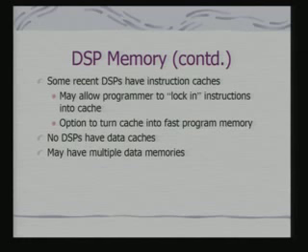Many of the recent DSPs have instruction caches, and these caches also allow programmers to lock in instructions. That means these instructions would never be removed from the cache, because they are to be repetitively used, and this cache memory turns into a fast program memory. DSPs typically do not have data caches. Why? Because the data is coming in a sequence, or it is already stored in a buffer and to be applied in a sequence, and the same data is not expected to be used multiple times. So data caches you will not find commonly in DSPs, but you will find multiple data memories.